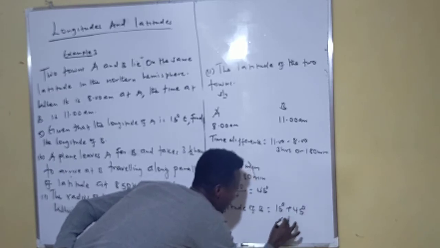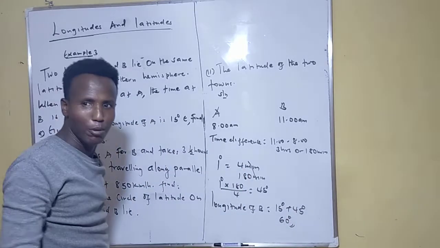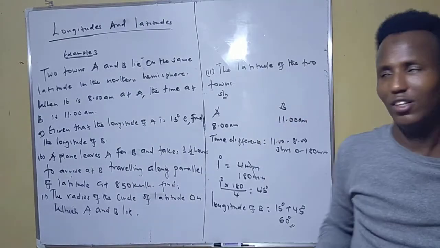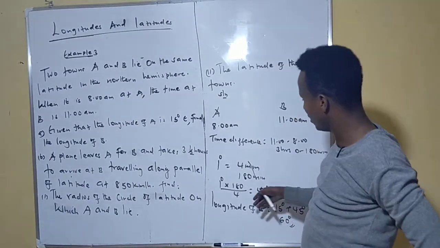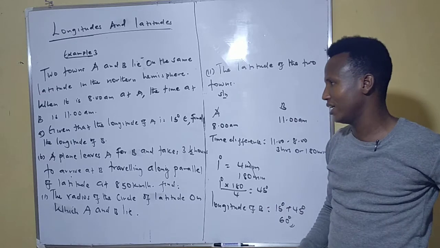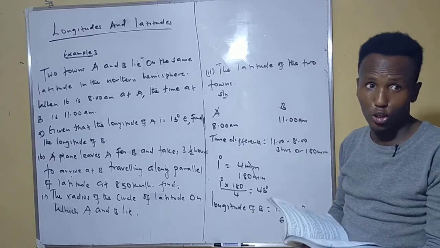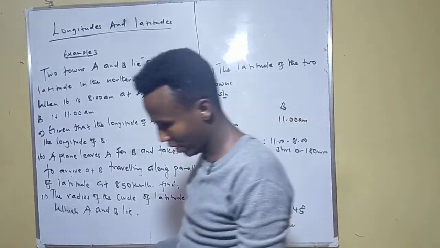It will be what? 60 degrees. Why am I saying that? Because B is to the east of A. So for us to get the longitude of B, we are going to add the longitude difference plus that of A.